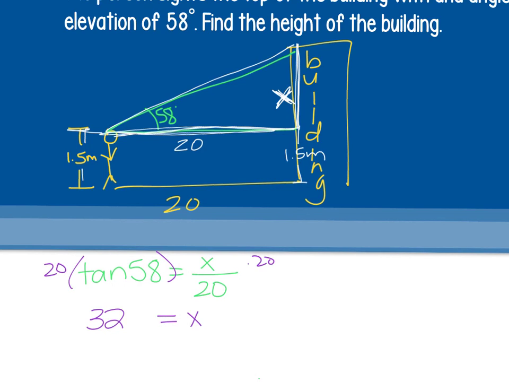So it's 32.006. Keep it as 32 because 32.0 is still 32. And that's the height from their eye level up, which means I want to take that and add the 1.5 meters to it, which means this is 33.5 meters tall.